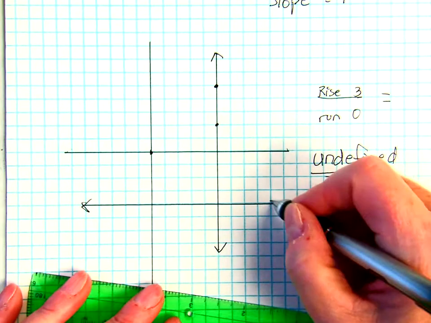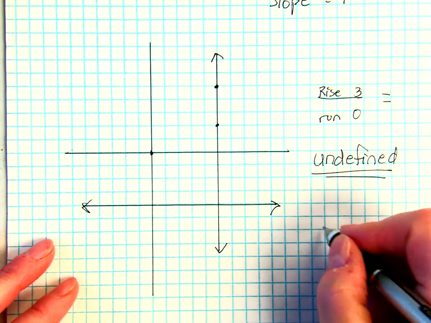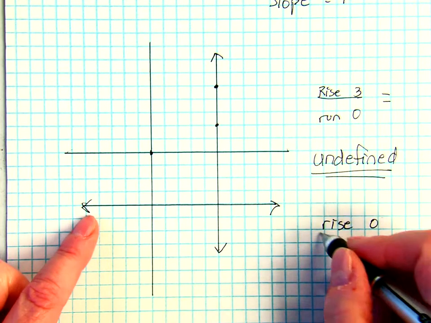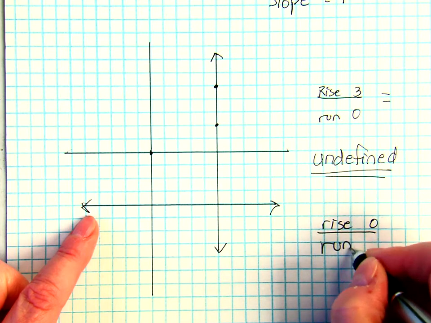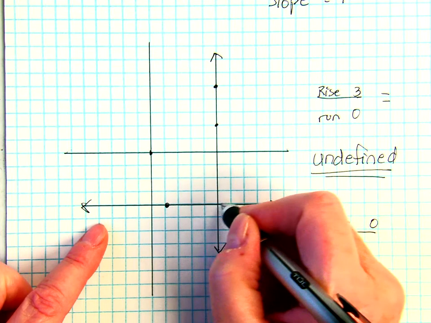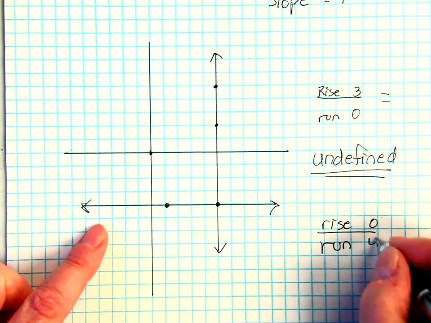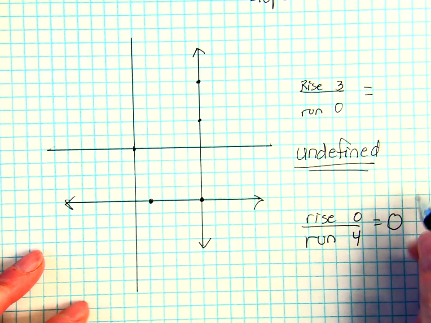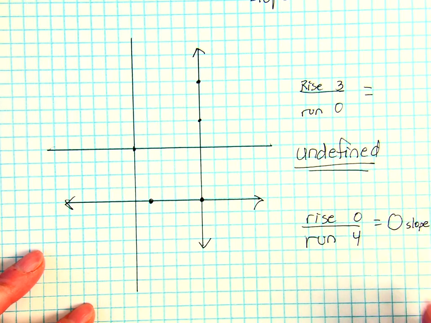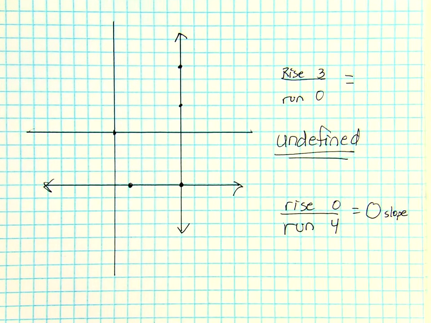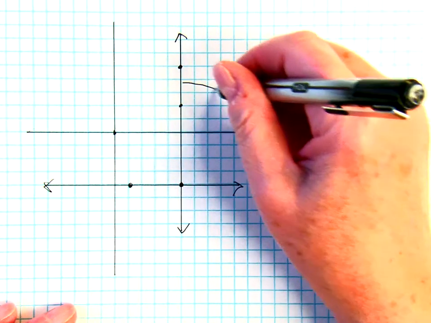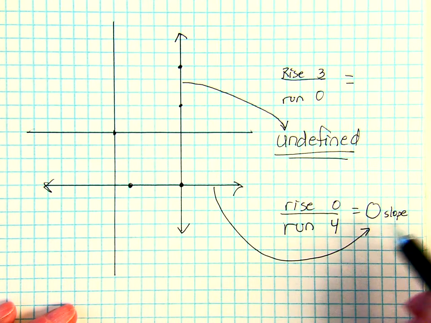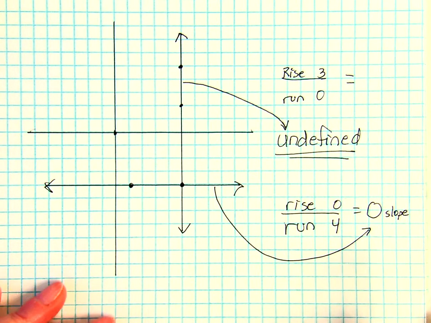Horizontal line. Here, my rise is 0. I'm not going up, I'm just going sideways. My run can be anything that we want. Let's say we're going from here to here, my run is 4. 0 divided by 4 is equal to 0. So this one has a 0 slope. This is important to take note of. Vertical lines are undefined. Horizontal lines have a 0 slope. Important to take notes of.